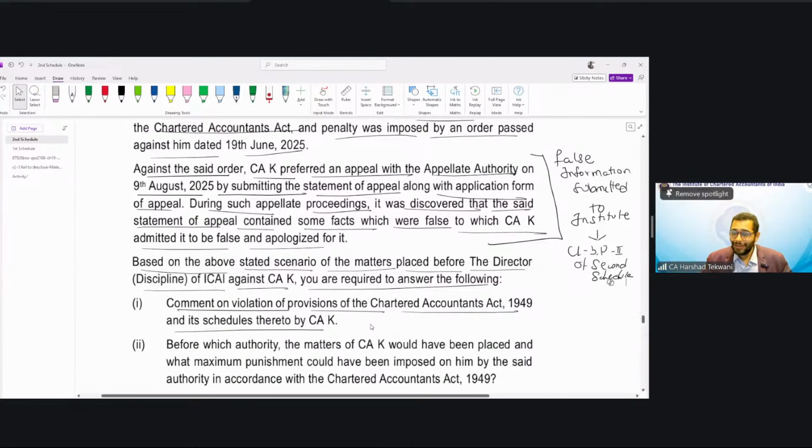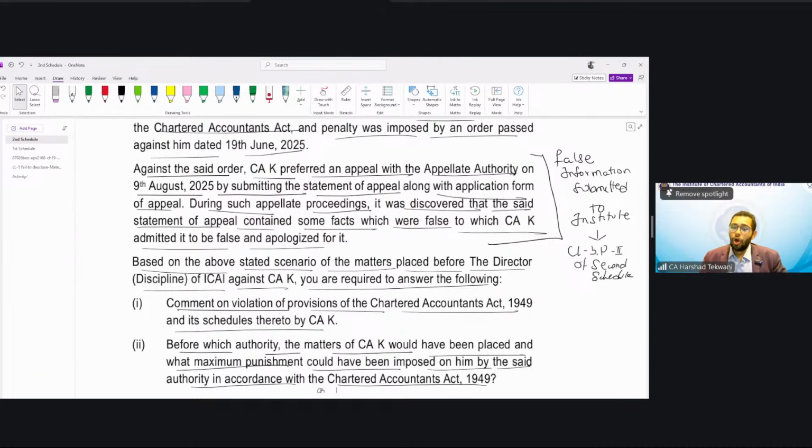But there are other questions, so we'll take the other question first on the same thing, and then we will discuss a combined answer. Before which authority would the matters of CAK have been placed, and what maximum punishment could have been imposed on him by the said authority in accordance with the CAI Act? Now you need to specify in front of which authority the matter would have been placed, and what would have been the punishment.